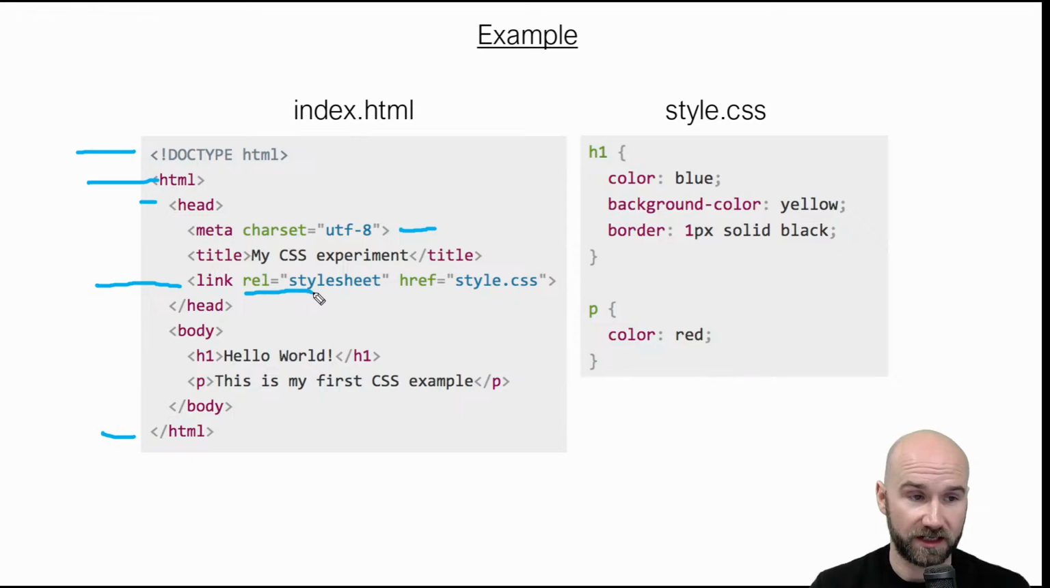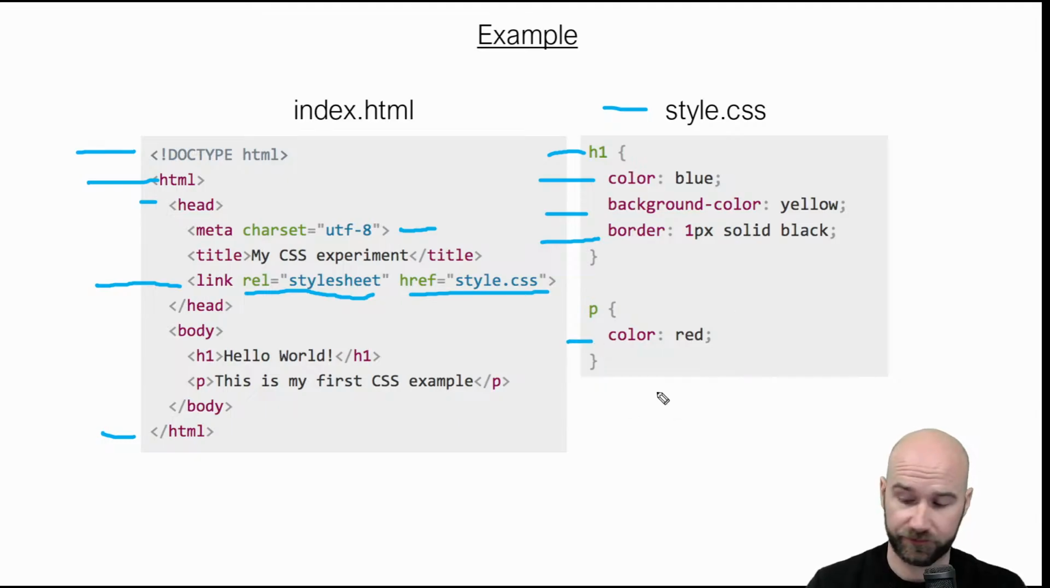You can see the relationship between the document we're linking to and the current page is that it's a style sheet, and this is style.css, so it's going to be sitting in the same directory as the index page on the server, or in the same, I guess, location in an S3 bucket or something. And we can see here in our style.css, we have our h1 defined to have text color of blue, background color of yellow, and a border of 1 pixel. And then all of our paragraphs are red.